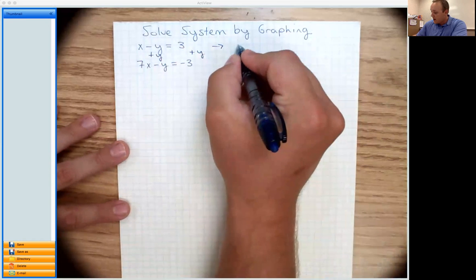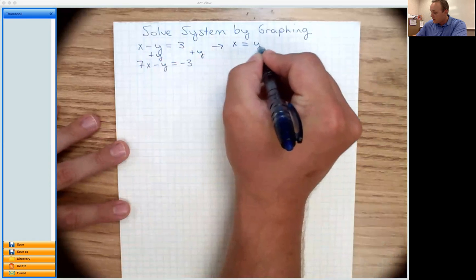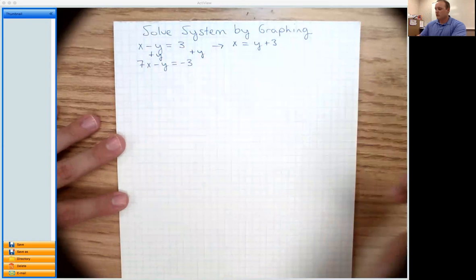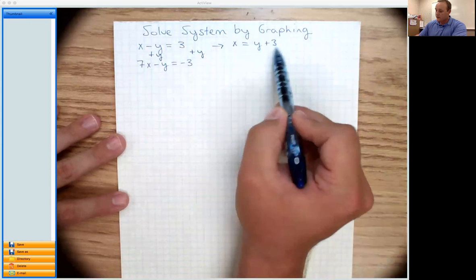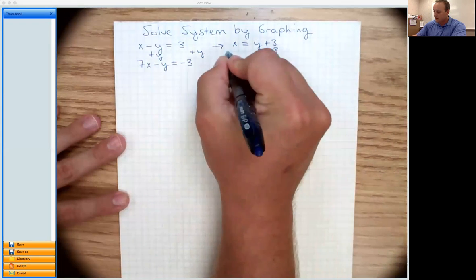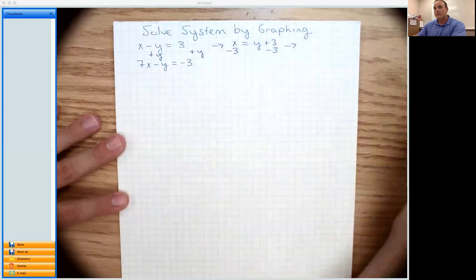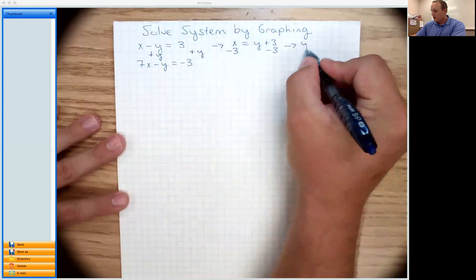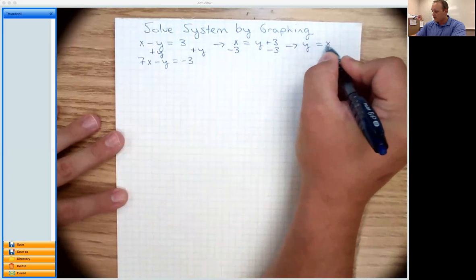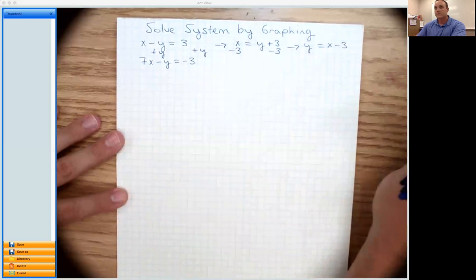And I have now x equals y plus 3. That's still not in slope-intercept form. I now have y as a positive, and I need to move that 3 over here so that I know what my y-intercept is. Subtract 3. I'll just keep going to the right. And if I flip this, I have y equals x minus 3. I just switched the sides that they were on.